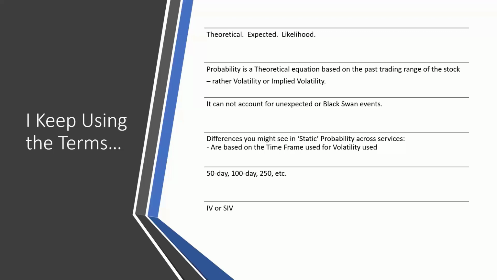And again, the differences that you might see across the services are based on the time frame. It's the same equation. It's just a decision each service made. Are we going to use the 50? Are we going to use the 100-day volatility? They're probably using IV or SIV of the options, okay, which is generally what we use. But to get the IV or the SIV, you have to base it on the stock volatility, and are you basing the stock volatility on a 20-day volatility of the stock, a 50-day volatility of the stock? That's why you see subtle differences between services in those cases.